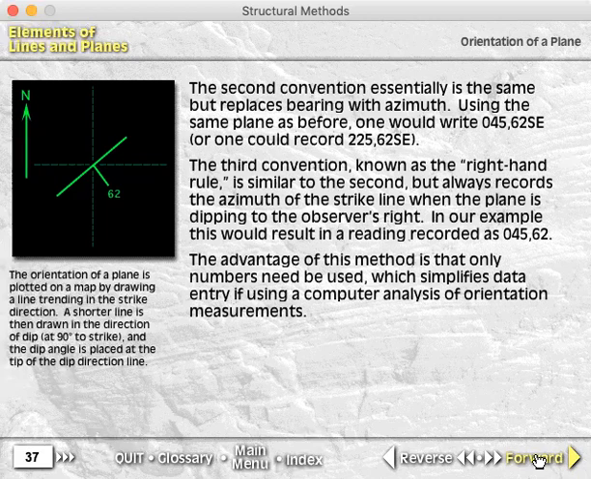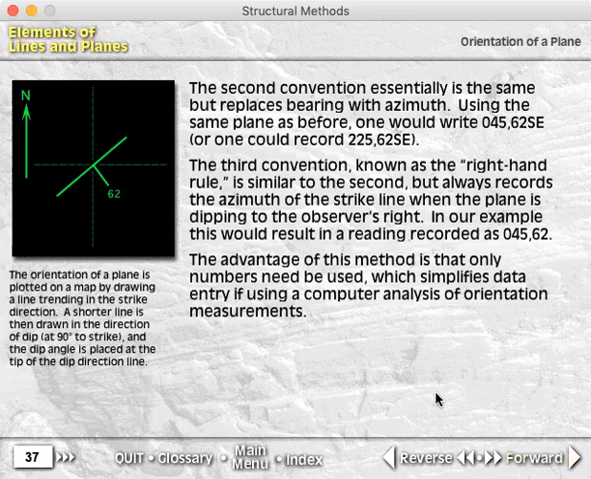The third convention, known as the right-hand rule, is similar to the second, but always records the azimuth of the strike line when the plane is dipping to the observer's right. In our example, this would result in a reading recorded as 045, 62. The advantage of this method is that only numbers need be used, which simplifies data entry if using computer analysis of orientation measurements.